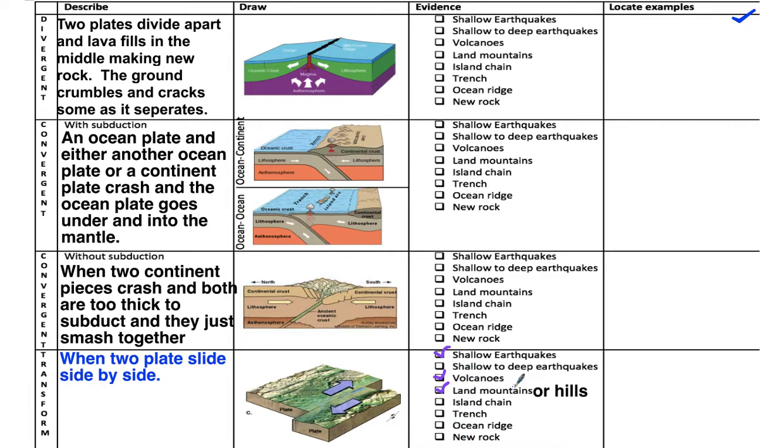There's maybe a few volcanoes in some of those areas, like California. There are some volcanoes there. So there might be a few volcanoes, but we're not in the ocean, so there's no island chain, no trench, no ocean ridge, no new rock. So that one will be a little more difficult to find, but I've already given you one free answer, which is California.